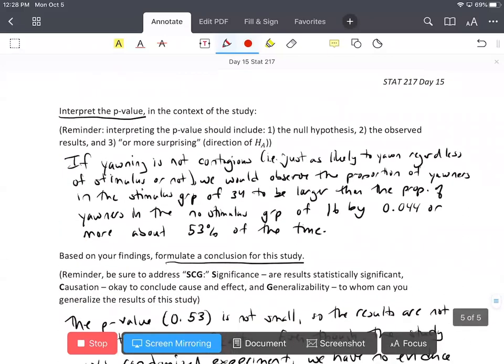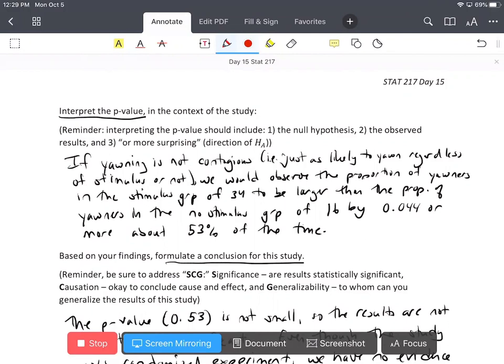So if yawning is not contagious, it's equally likely to yawn regardless of the stimulus or not. We would observe the proportion of yawners in the stimulus group of 34 to be larger than the proportion of yawners in the no stimulus group of 16 by 0.044 or more, about 53% of the time. Okay, that's the p-value interpretation.